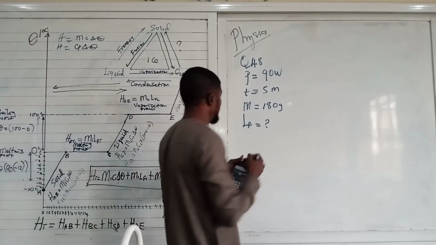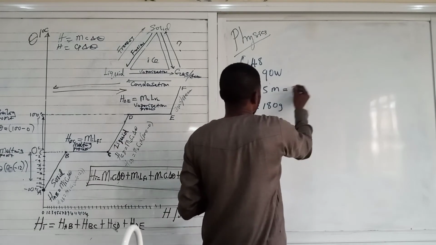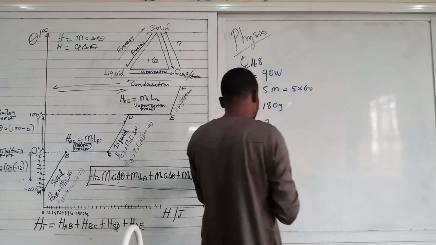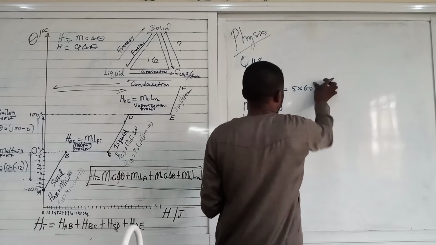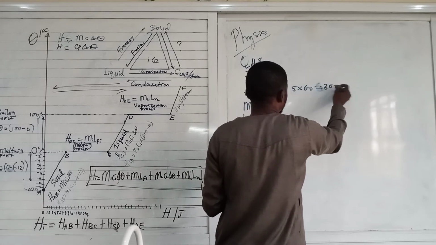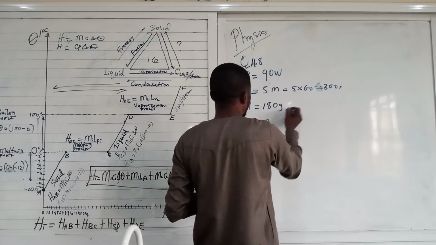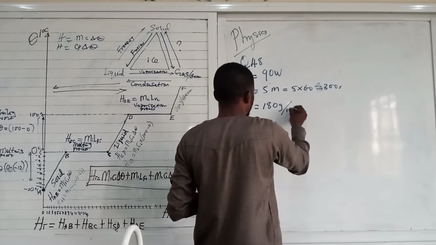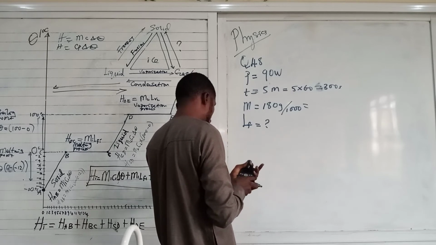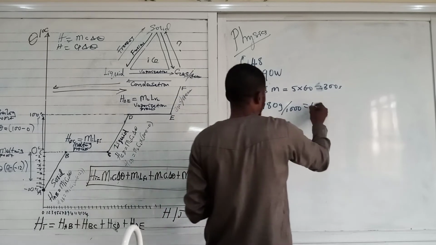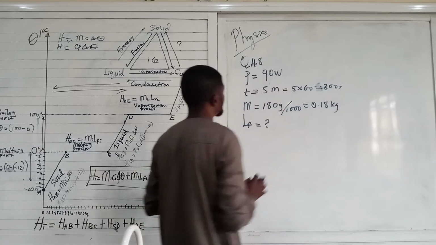So let's start. You must convert your time from minutes to seconds. So this is 5 times 60, which will give you 300 seconds. You have to convert gram to kilogram. So this is the same thing as gram divided by 1000. That will give you 180 divided by 1000. We're going to have 0.18 kilogram. So we are good.